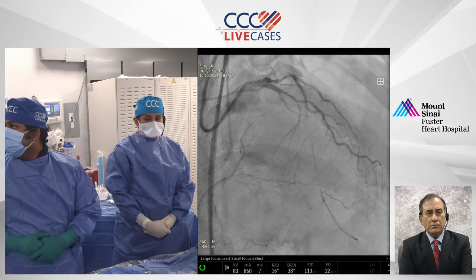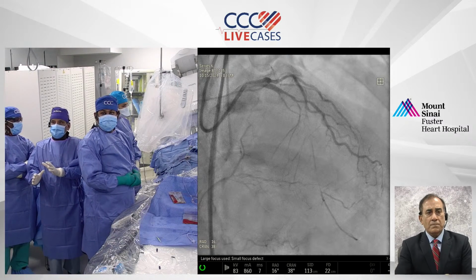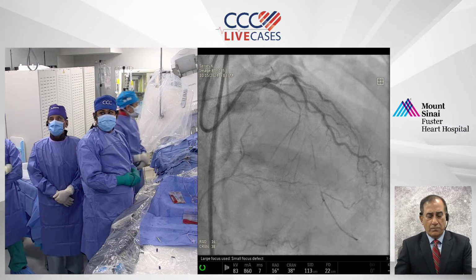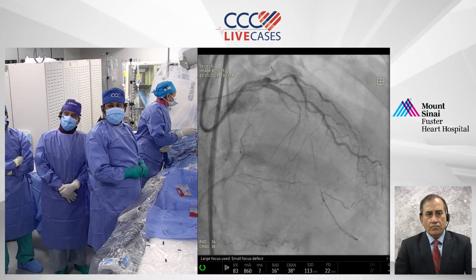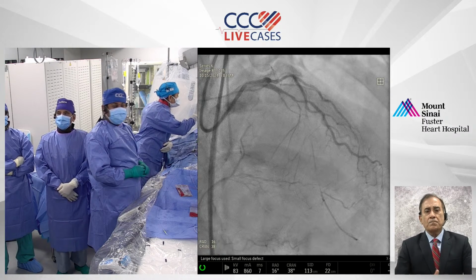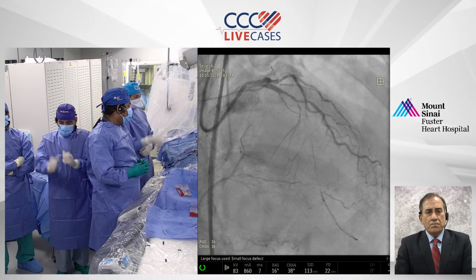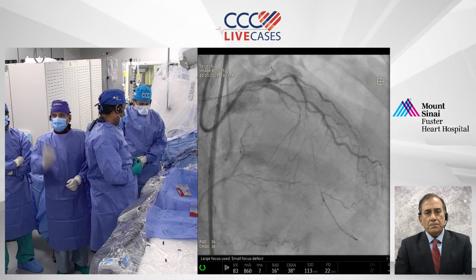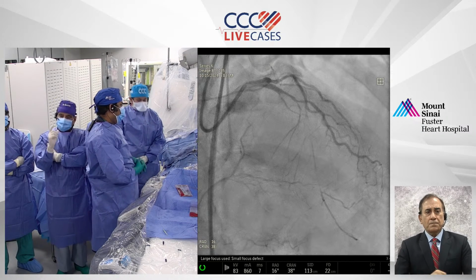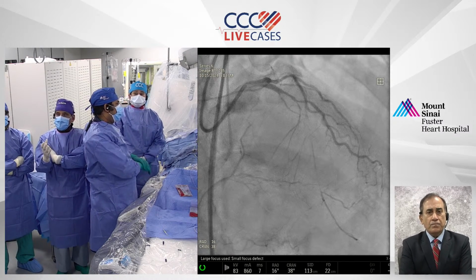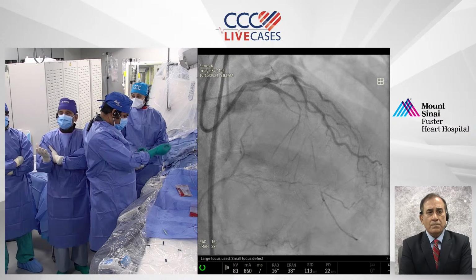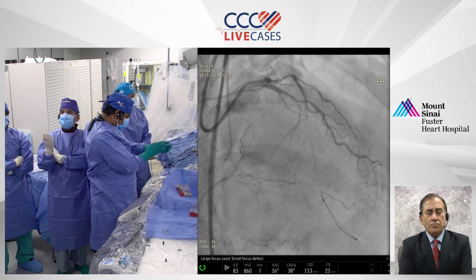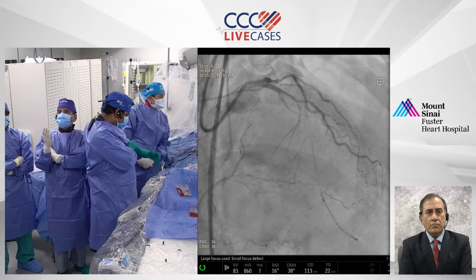So in this particular case, what we did to make it class 1 is, because we did an FFR of the LAD diagonal, which is positive, that's how we did FFR of the RCA and did the PCI. Clearly in the CTO segment, we did not have a stress test in this particular patient. He's a young person, and 6 years ago we had the angiogram. LAD was fine, 30-40% disease. Actually LAD was about 50%, diagonal was 30%.